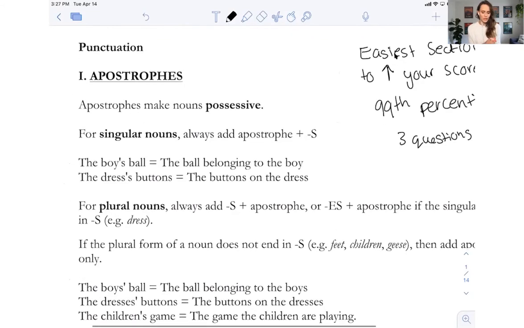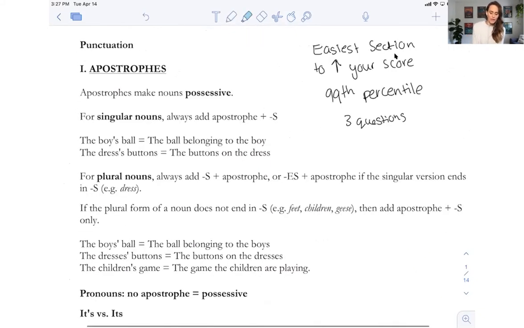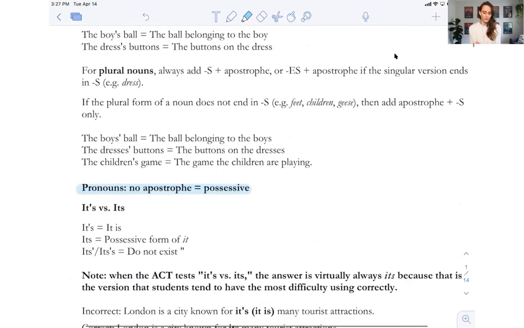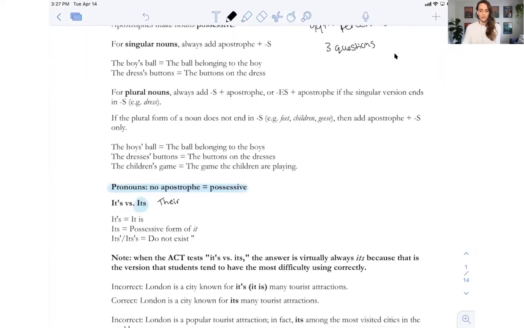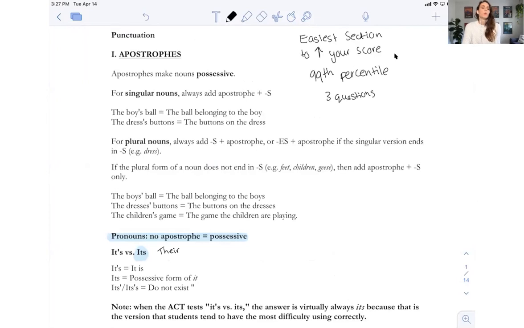So punctuation. We already talked a little bit about apostrophes. We saw that with our pronouns, right? And here we go. Pronouns do not have apostrophes when they're possessive, like with it. And remember, we saw there also, and some other pronouns earlier. When we use an apostrophe with a noun, we are making the noun possessive. So you use an apostrophe S to make that possessive.